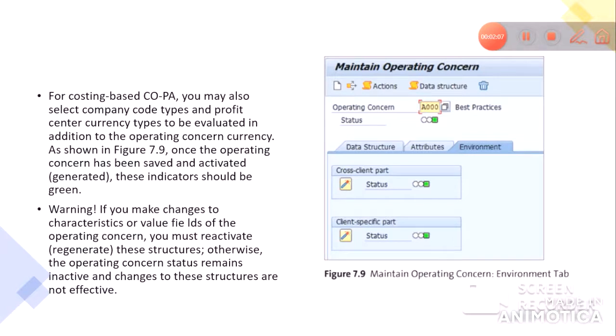As shown in this figure, once the operating concern has been saved and activated, these indicators should be green. If you make changes to the characteristics or value fields of the operating concern, you must reactivate these structures. Otherwise, the operating concern status remains inactive and changes to these structures are not effective.